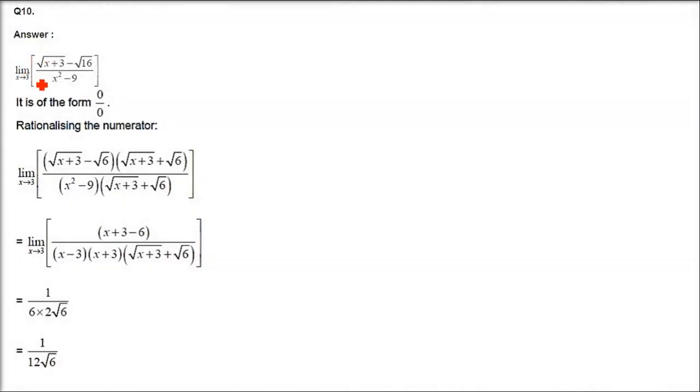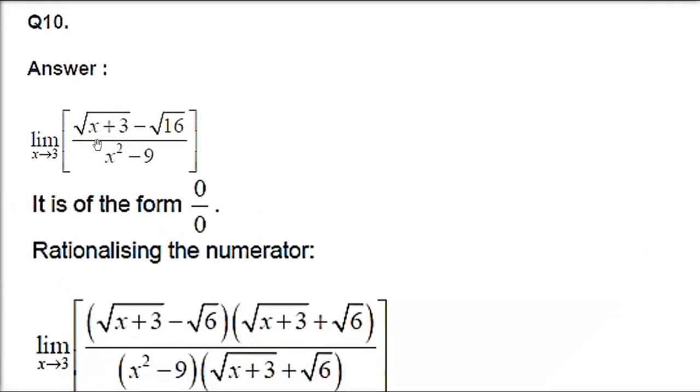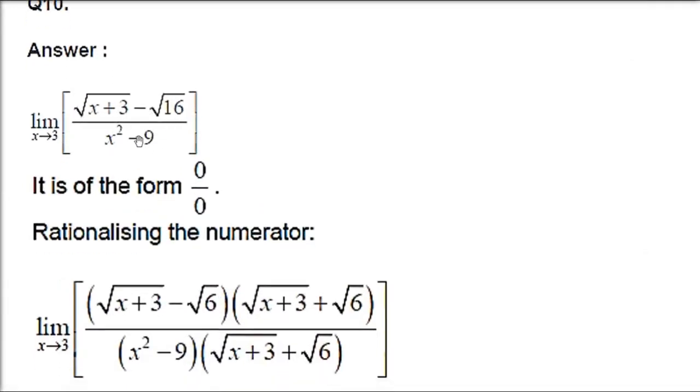Now here we have question number 10. There are 34 questions in all. So let us take the 10th question. √(x+3) minus √16. Now, it's not √16, it's √6. So just please change it.